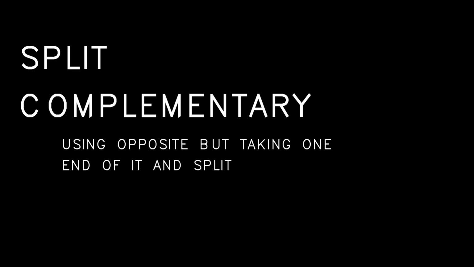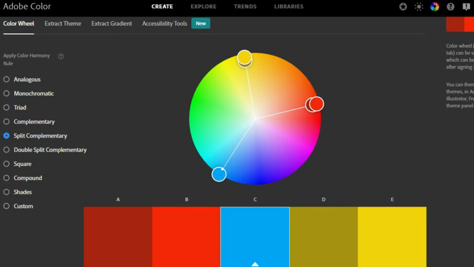but taking one of the ends and splitting it. So when you take a complementary color harmony scheme and split one of the ends into two, making all of the colors three, you have three colors to play with using this principle. You can go with it.